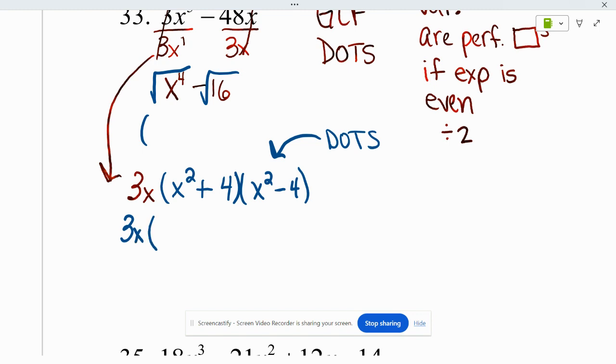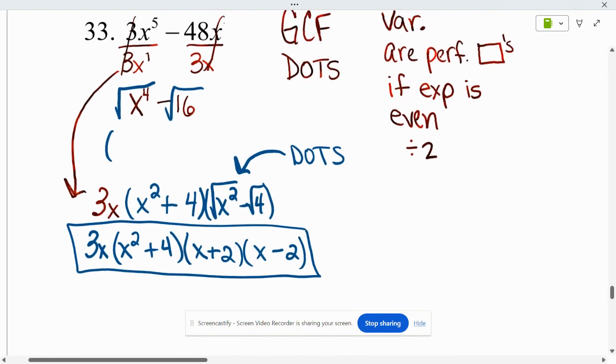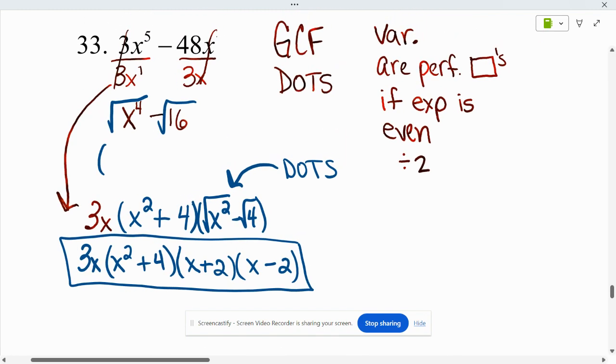So 3x times the sum of two squares, that cannot be factored, x squared plus 4. But what is the square root of x squared? X. And what is the square root of 4? 2. What do I put in the middle of those? Plus and minus. Okay. Do you guys feel all right with that one? Yeah. Okay. Ashton, I love it that you are always positive about your answers.